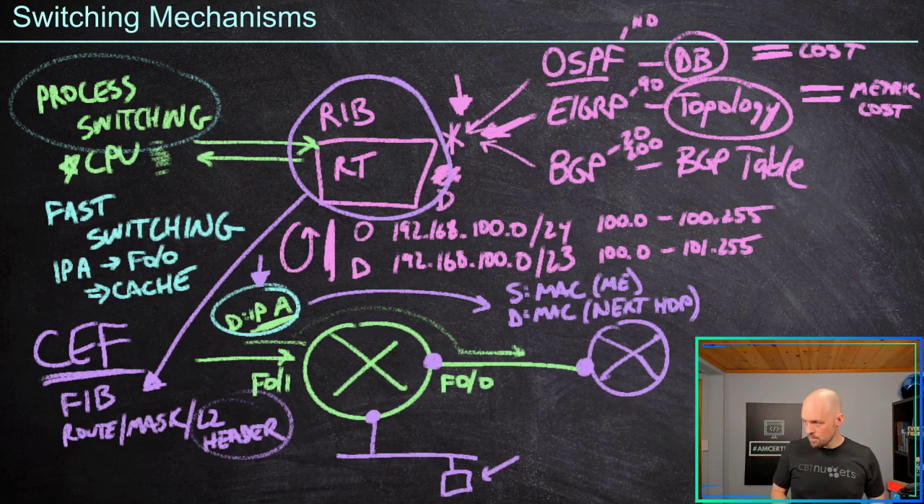Okay, that's really it. So if you have any questions at all about process switching, fast switching, or CEF, or even back to the RIB, or all the way back to the CAM or the TCAM, ask away if you're watching this live. If you're watching this not live, by the way, then feel free to post a YouTube comment. I do my best to come back and answer any questions that you might have after the fact.